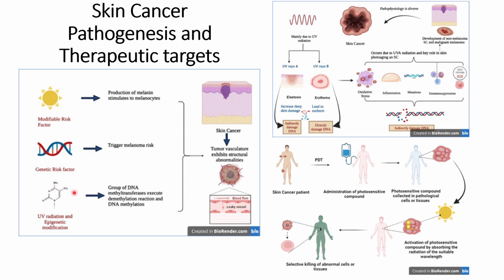What UV radiation does is modify the DNA, which will lead to epigenetic changes. That is, it will change which genes are upregulated and downregulated. One of the ways this happens is that a group of DNA methyltransferases execute demethylation reactions and DNA methylation. In short, DNA methylation will promote the epigenetic changes, and that might occur in a way that will promote skin cancer.